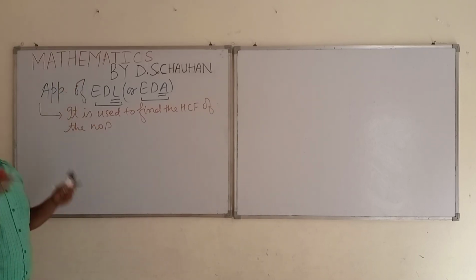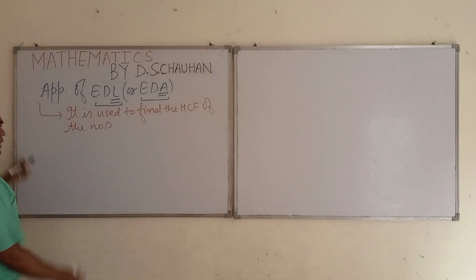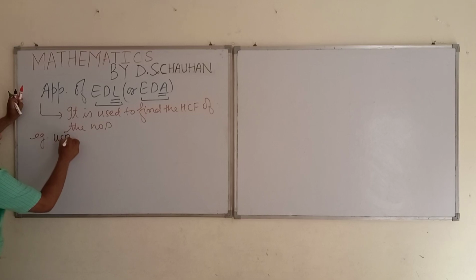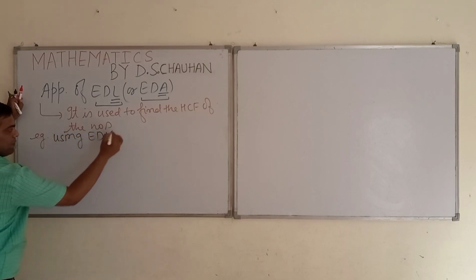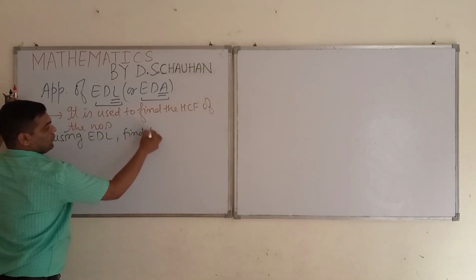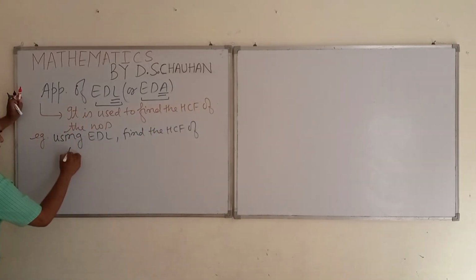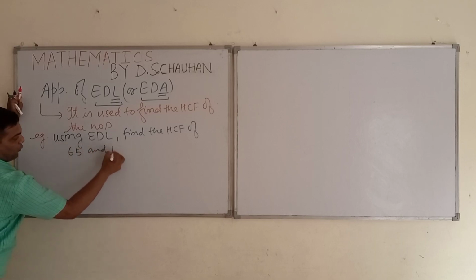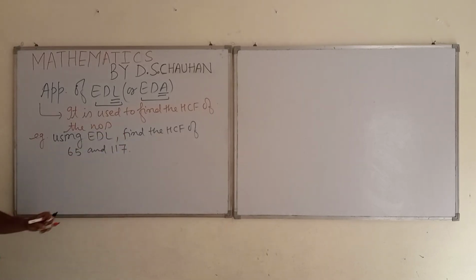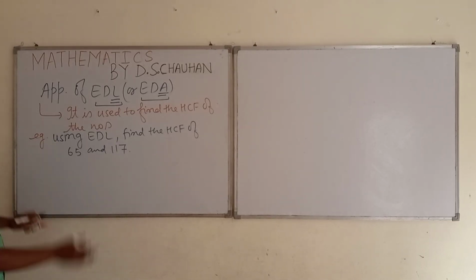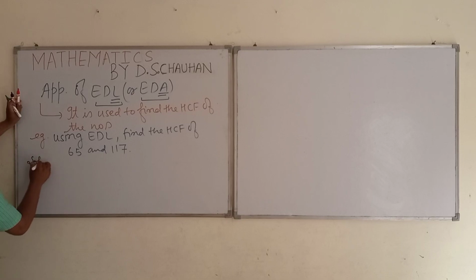Well students, now what is the procedure? I am telling you with the help of an example. Students, one example in front of you. See it. Using Euclid division lemma, find the HCF of 65 and 117. This is the question. Very important question, students. You try to understand. I am telling you, see the solution.